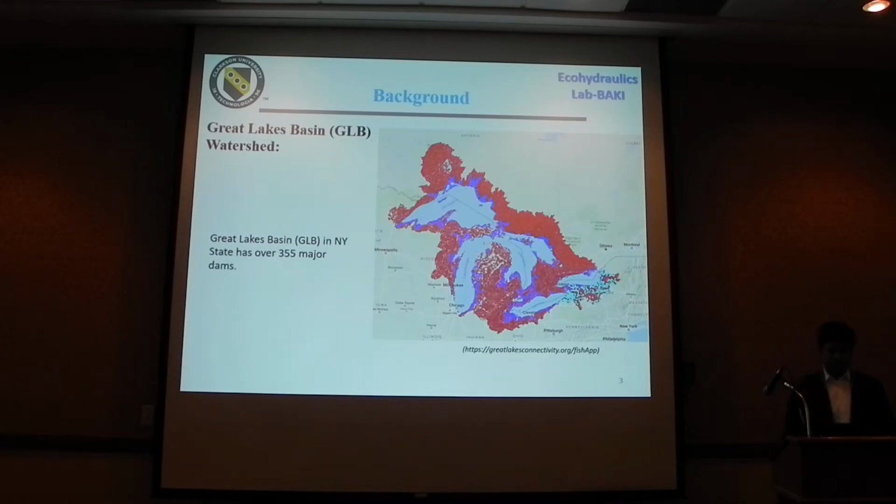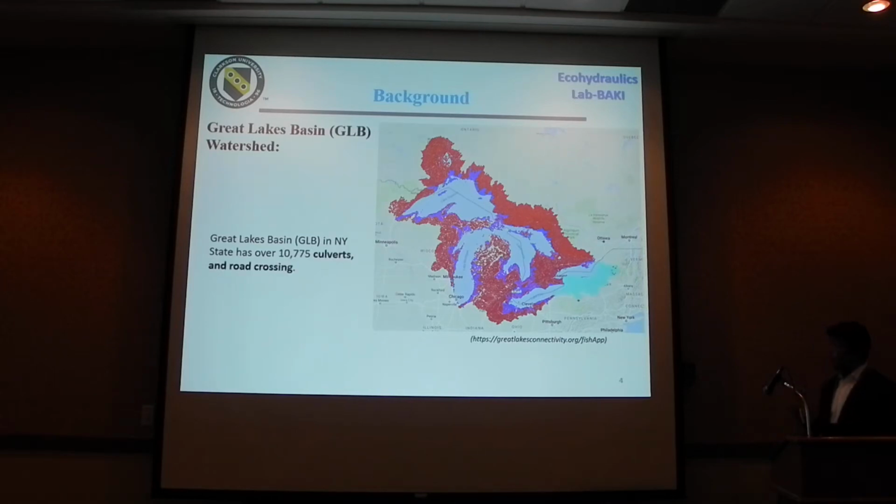If we just concentrate on the New York state part of the Great Lakes Basin, you can see there are about 355 major dams in this area. But there are also culverts and road crossings numbering more than 3,000. It's a huge number. But how can we overcome these barriers to connect the river from upstream to downstream?